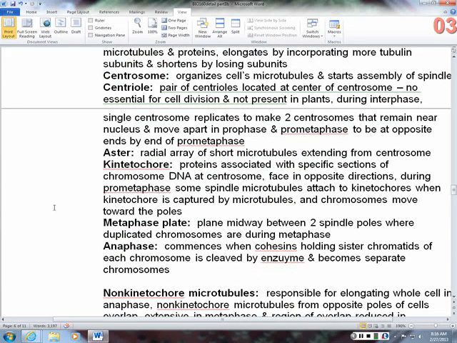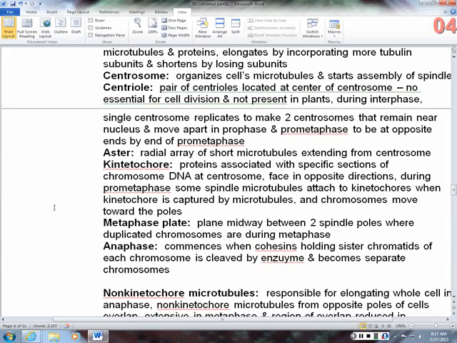The kinetochore is the proteins that are going to be associated with particular sections of the DNA that are going to face in opposite directions, and they're going to have some of the spindle microtubules attached to the kinetochores. So it's going to be the part of the DNA that attaches to the microtubules, which ends up pulling them apart. The metaphase plate is going to be the middle of the cell.